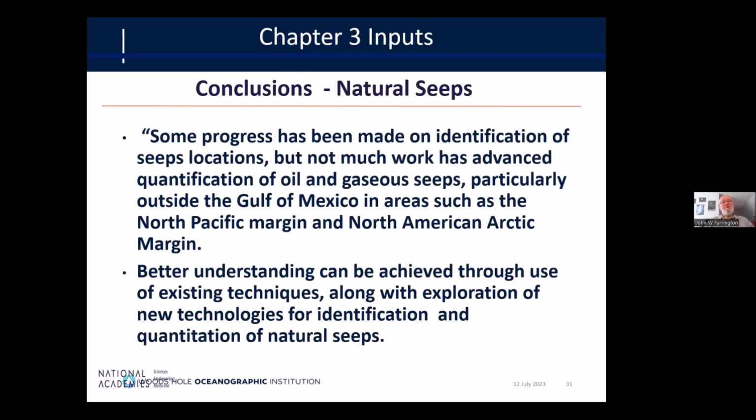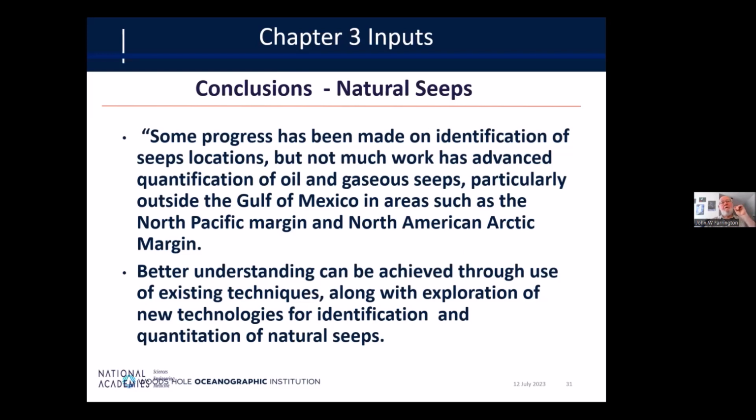For natural seeps, we've had progress in identifying seep locations, but not much work has advanced quantification of oil and gaseous seeps, particularly outside the Gulf of Mexico in areas such as the North Pacific margin and North American Arctic margin. Now, let me just make a point here.